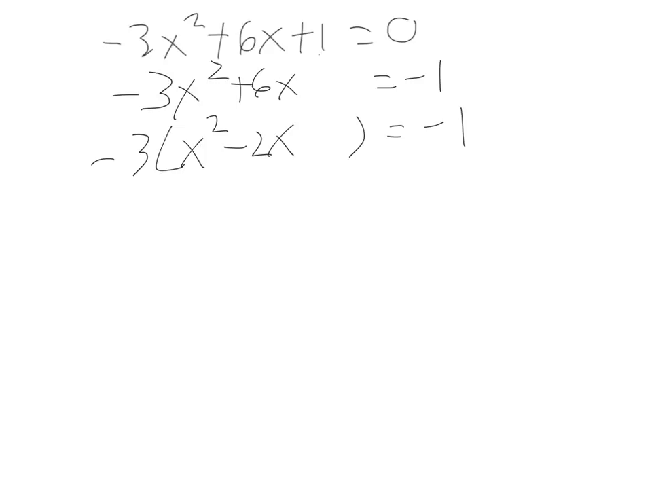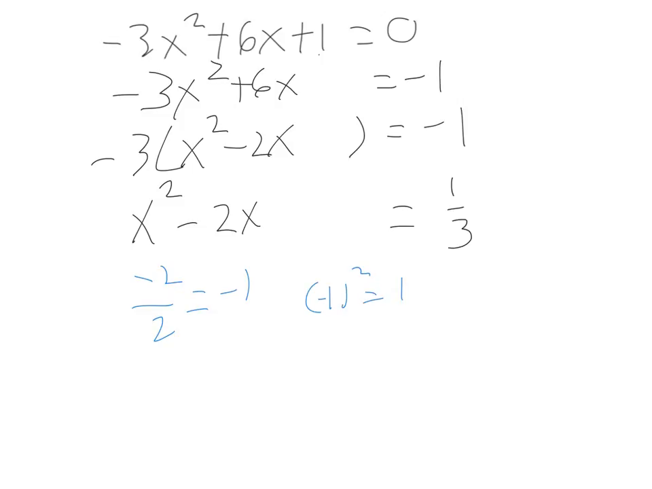Now, let's get rid of the negative 3 on the left hand side by dividing. So if we divide everything by negative 3, we would have x squared minus 2x equals 1/3. So now we take the number in front of x, which would be negative 2, and divide it in 2, or cut it in half. Then you square it. That'd be 1, so you add 1 to both sides.